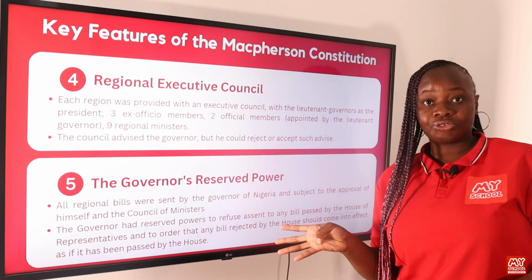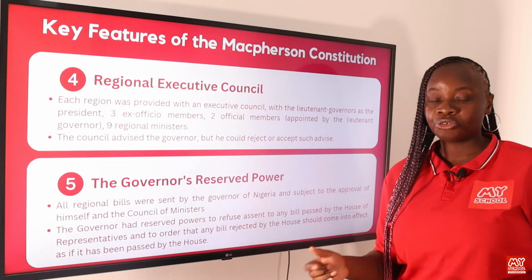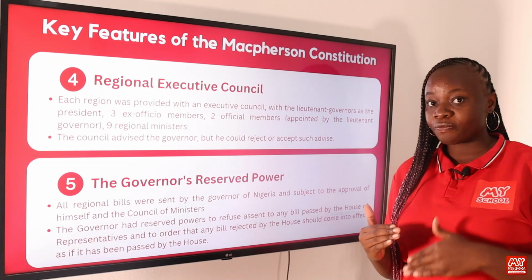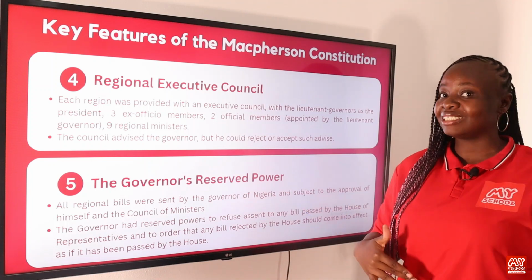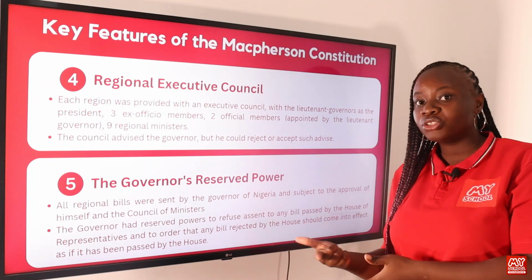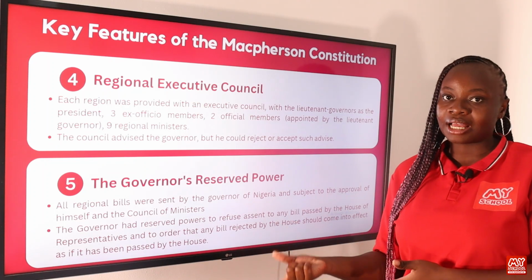Just as the governor has reserve power, the lieutenant governors also have reserve power in their various regions. Remember, there is duplication of function at the various regional level. So the lieutenant governors are representing the governor at their regions, and he too can choose to accept or reject the bills that have been discussed in the regional assembly.